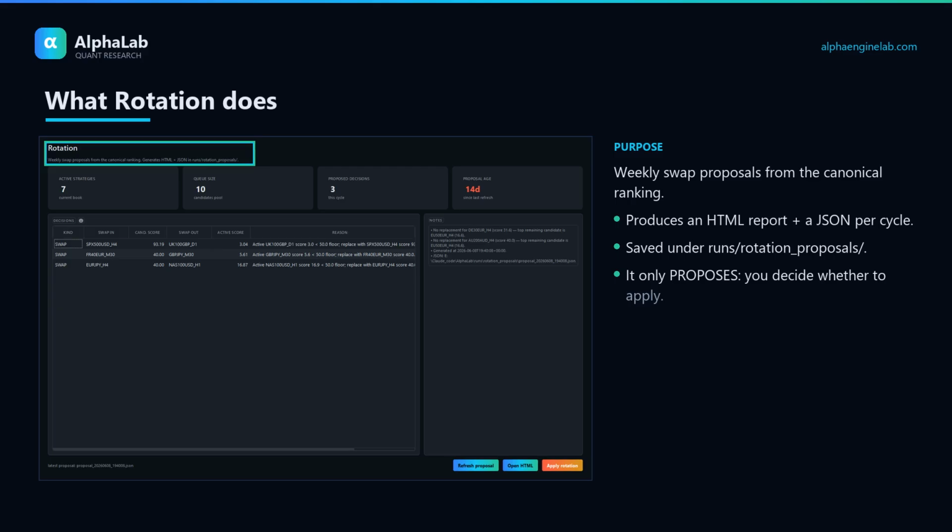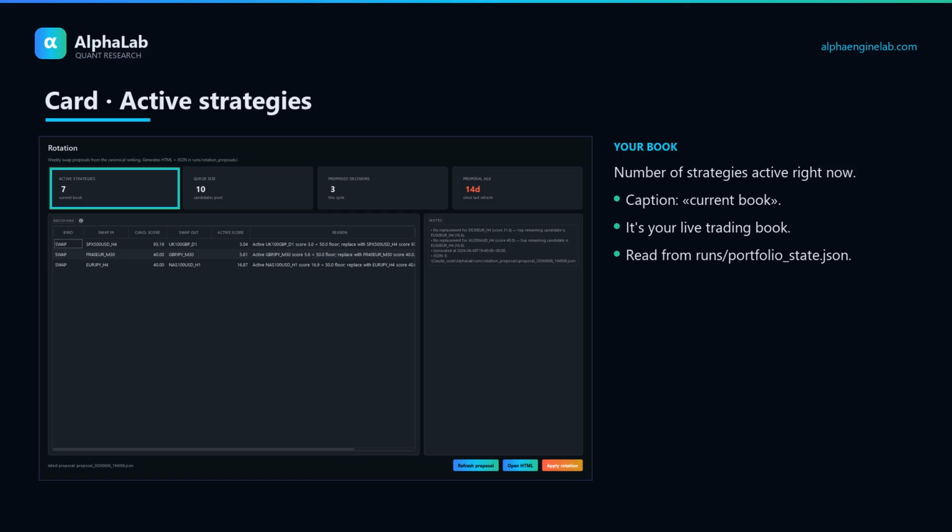It's important to understand that this is just a proposal. The engine computes and writes a report, but it does not touch your book until you approve it. The first card, Active Strategies, shows how many strategies you currently have active.